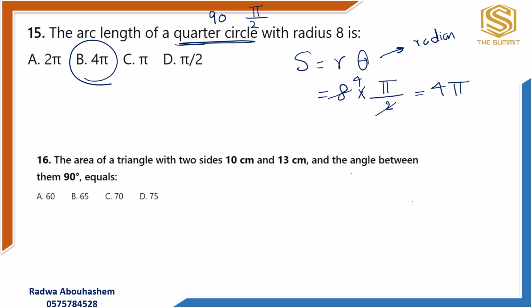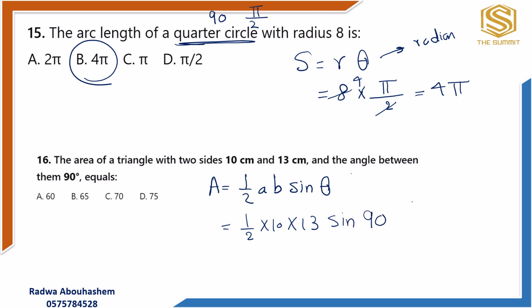The area of a triangle with two sides 10 and 13, and the angle between them is 90. So here, the area equals half AB sine theta. So it would be half times 10 times 13 times sine 90. Sine 90 equals 1, so I will just remove this and multiply by 1. So it equals 5 times 13, which gives me, I think it's 65.